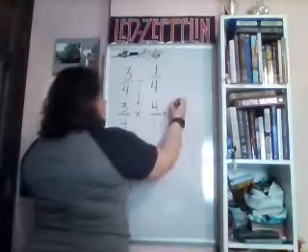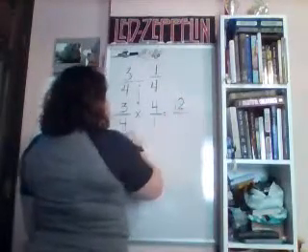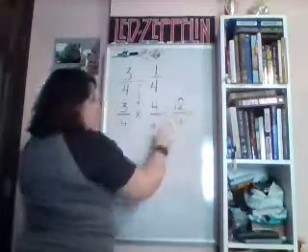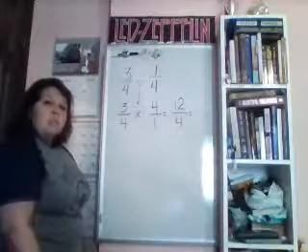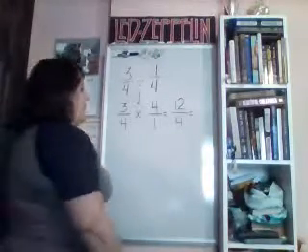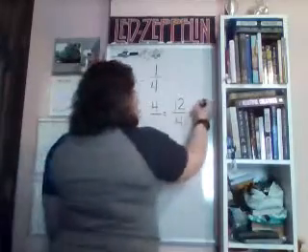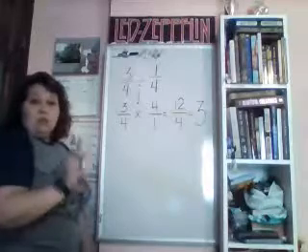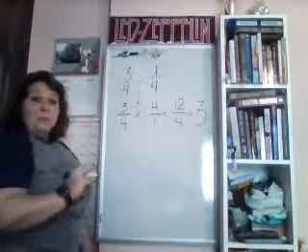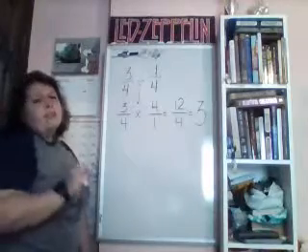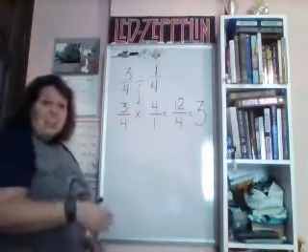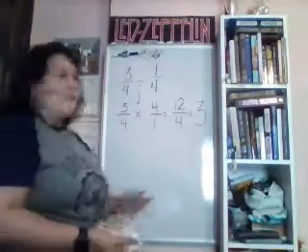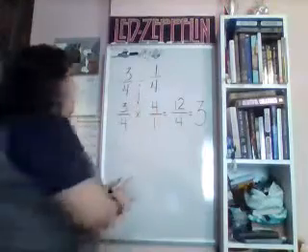So 3 times 4 is 12. 4 times 1 is 4. This is an improper fraction, so we need to change it to a mixed fraction. But in this case, 4 goes into 12 evenly, so our answer is 3, just as a whole number. Okay? I really, really hope you're sitting there going, that's it? Because, yeah, that's it. It's not as scary as it sounds or as the initial problem looks.